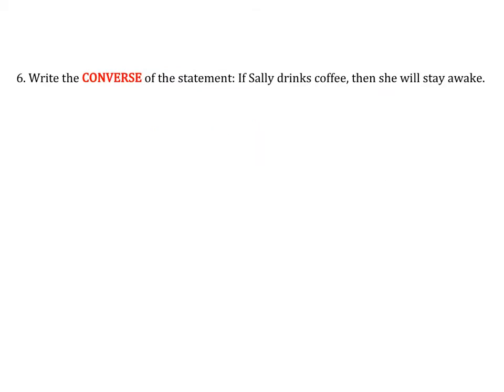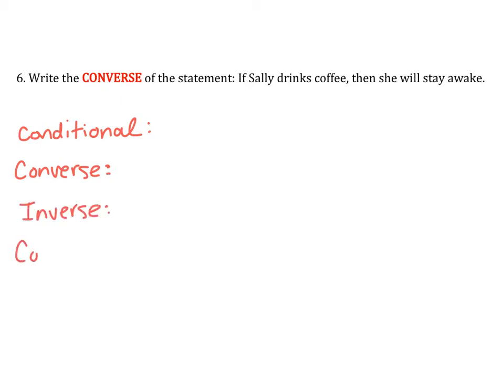So this problem asks us to write the converse of a statement. If Sally drinks coffee, then she will stay awake. So there were 4 forms to these statements that we talked about. There was the conditional statement, there was the converse statement, there was the inverse statement, and lastly, there was the contrapositive statement. So the conditional statement, which we just talked about, is if P, then Q. A converse statement is just switching the two. So it's saying if Q, then P.